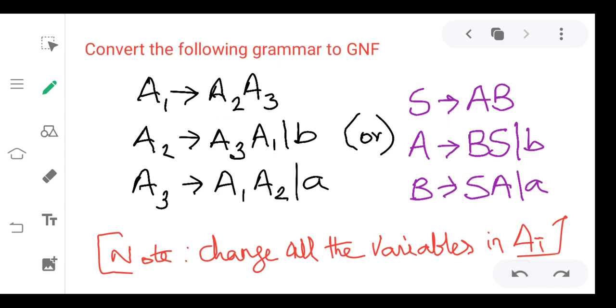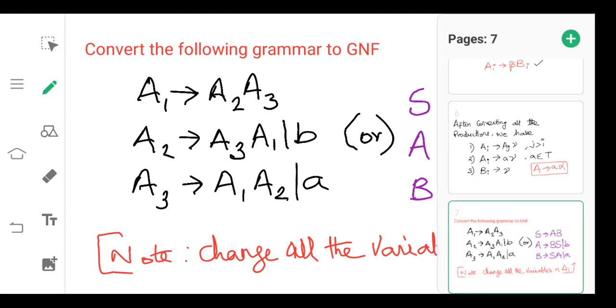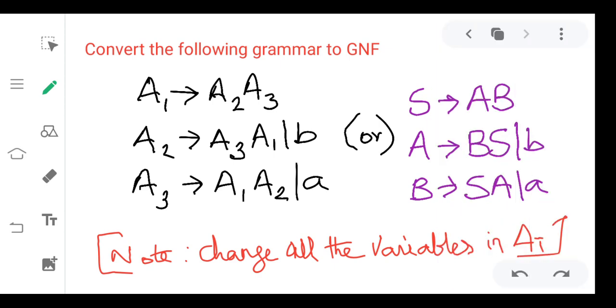So after performing this conversion, we can apply for the GNF format. So we have to check all the productions. Consider the first production as equation number 1, second as equation number 2, and third as equation number 3. After naming all the things, we have to check the suffix of subscript of the i and j.